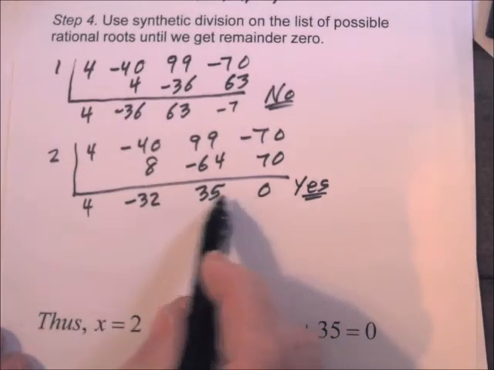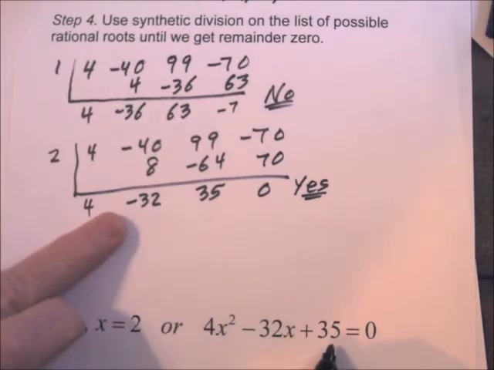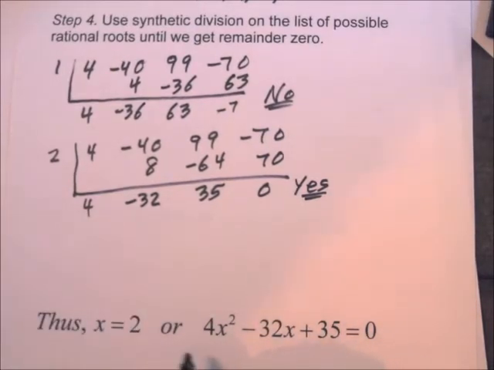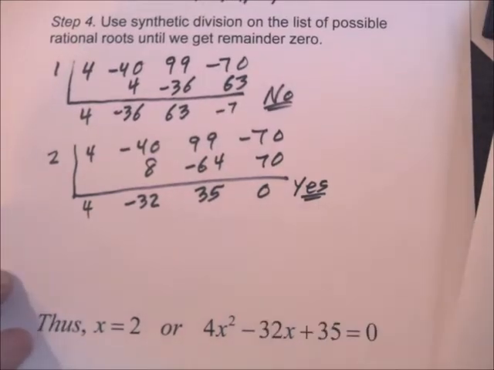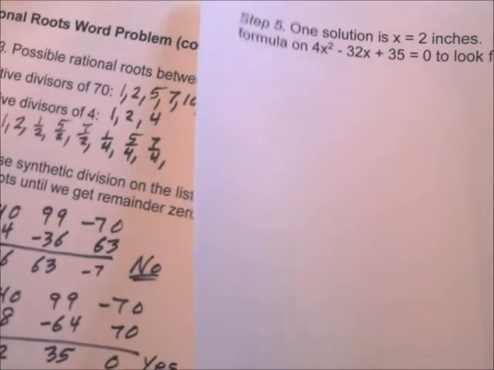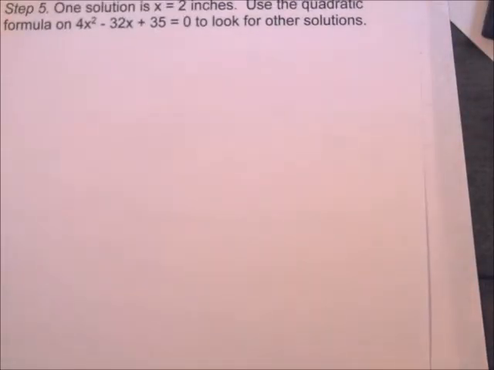If we put the x's back into our quotient, we'll have 4x squared minus 32x plus 35, and that has to equal 0. So we may get some additional solutions from this equation here. But this is a quadratic equation. We can solve that with the quadratic formula, and even if there are no rational zeros, we can also find the irrational zeros. Okay, so we want to solve this equation with the quadratic formula.